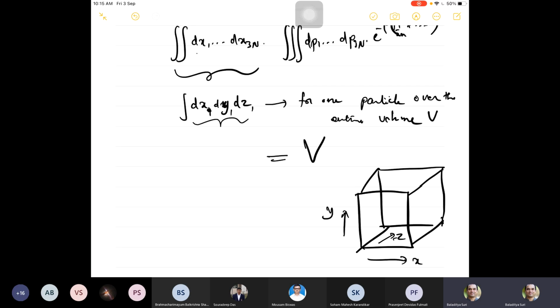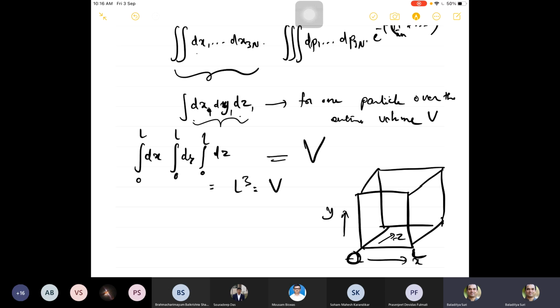Now x goes from, let's say, minus L to plus L, and similarly it's a cubical volume. So y goes from minus L to plus L and z goes from minus L to plus L. So integral 0 to, or let us say 0 to L, 0 to L. Yeah, x goes from 0 to L, y goes from 0 to L. So integral dx dy dz is basically integral 0 to L dx, integral 0 to L dy, integral 0 to L dz, which is nothing but L cubed, which is the volume of the cube. So each triplet of such space integrals contributes one volume, and there are n such triplets.